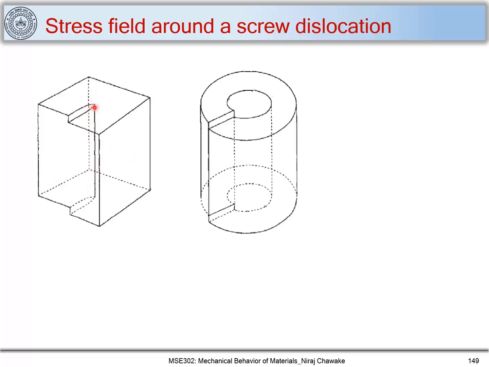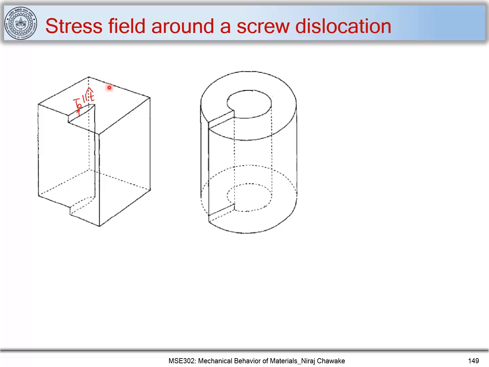So I have bonds which are stretched around this dislocation line, and thus there exists an elastic stress field around it. Here we are trying to find out what that stress field around a screw dislocation is. Here I have shown a screw dislocation, and you can see this is the dislocation line, and the Burgers vector, let me mark it over here, is in this direction, which is parallel to the dislocation line.